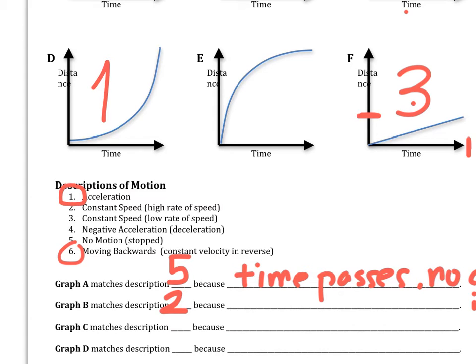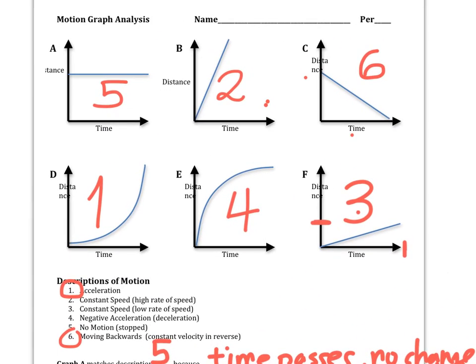On the contrary, for letter E, the slope is really steep in the beginning, and then the slope decreases towards the end. So here we can see that the person is decelerating. So it's number 4. Okay, so again, these are the answers. I guess it's easier for you to see them here than for me to write them out.